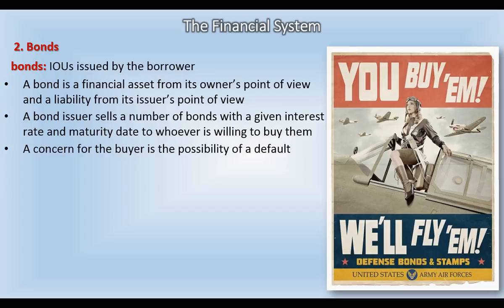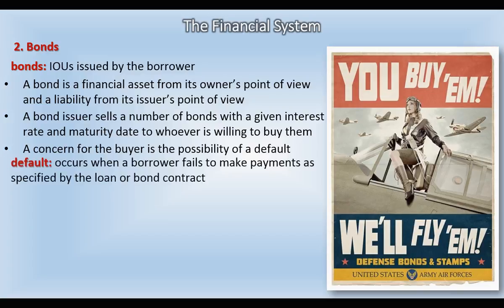It was obviously a lot of posturing on the part of Republicans, and ultimately they gave in and the debt ceiling was raised, but the harm had been done. So there is always a possibility of a default. A default occurs when a borrower fails to make payments as specified by the loan or a bond contract.